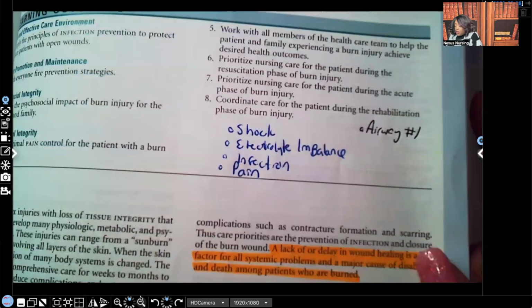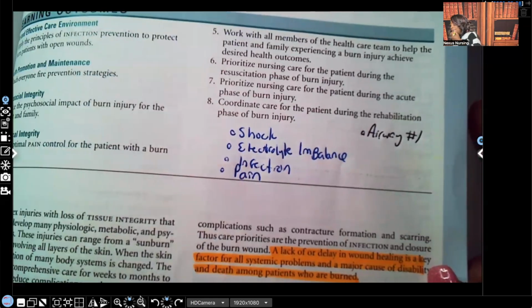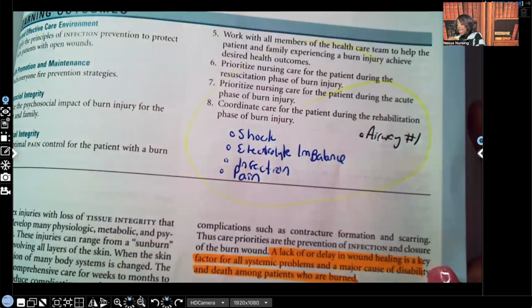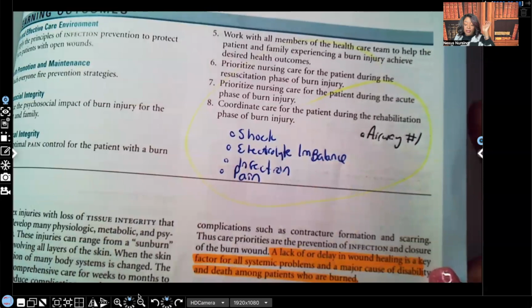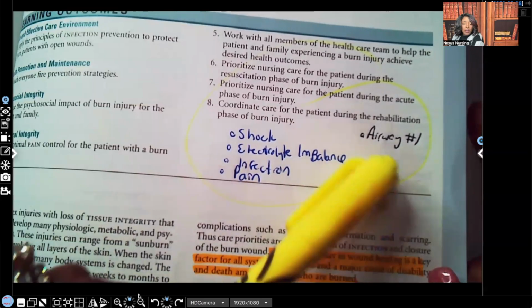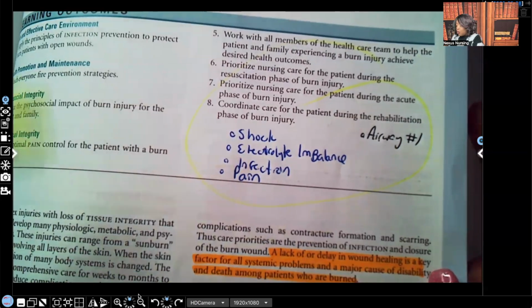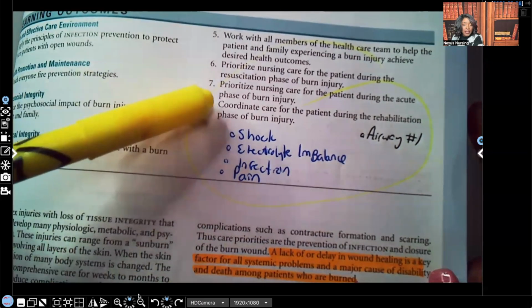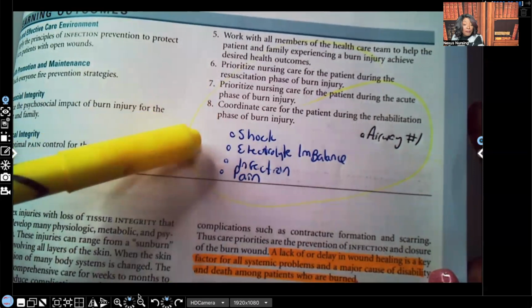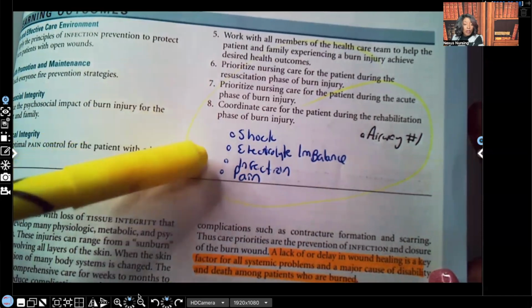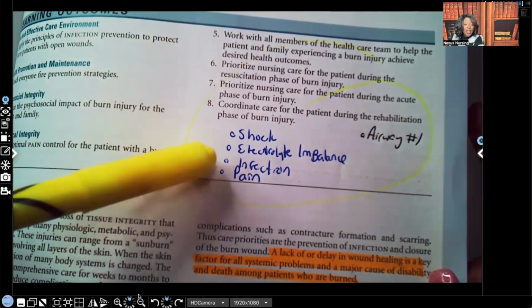Part 1, what we're concerned about the most. And I added one because number one is airway. I completely forgot about it, but airway, that's number one, right? We're concerned about airway, pulmonary edema. We're concerned about shock because of all the fluid that left the vascular space. We're concerned about fluid electrolyte imbalance, all of the electrolytes that were in the fluid that left the vascular space. We're concerned about pain and infection.